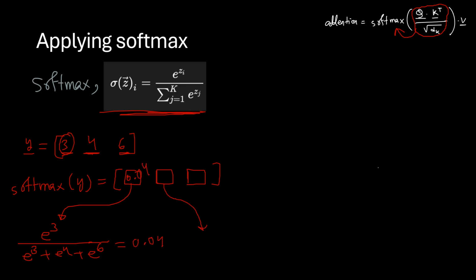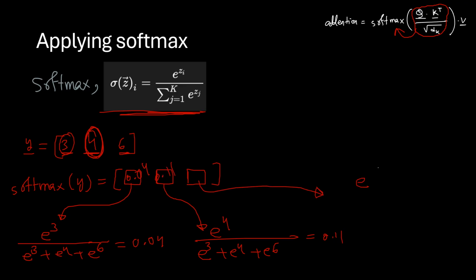The second element of the y vector is 4. So we put e to the power 4 divided by e to the power 3 plus e to the power 4 plus e to the power 6. And we calculate this, and the result comes out to be 0.11. So this will be 0.11. Finding the third element is the same procedure. The third element is 6, so it will be e to the power 6 divided by the sum of all the e to the powers.